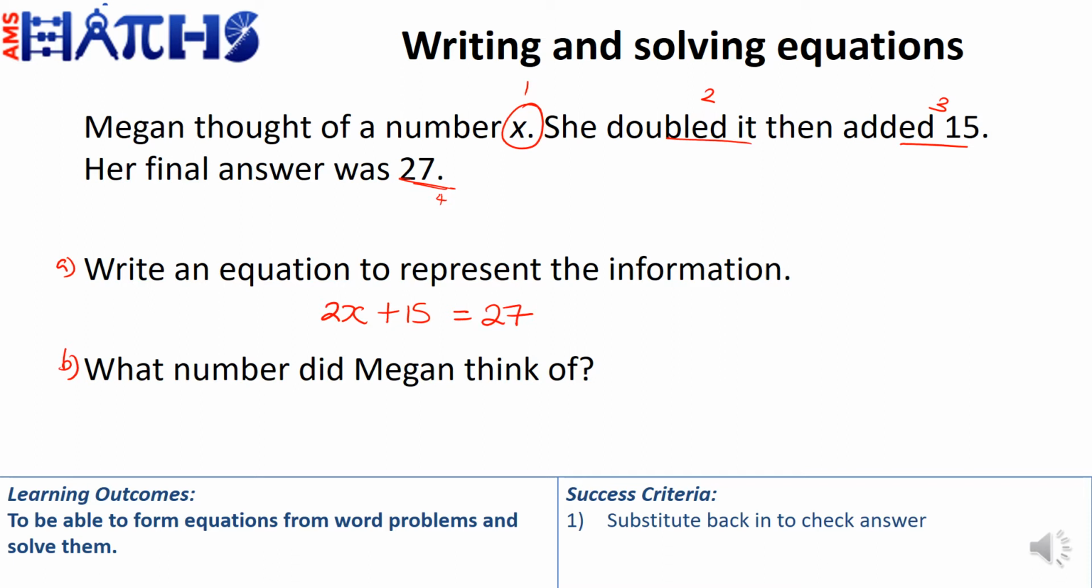Now we're just gonna solve that. So 2x plus 15 equals 27 to find out what number she thought of. So we subtract 15 first on both sides. 15 minus 15 is 0, so we're left with 2x, and then 27 minus 15 is 12. And then we can divide both sides by 2. So 2 divided by 2 is 1, which gives us 1x, and then 12 divided by 2 is 6. So the number she thought of was 6.